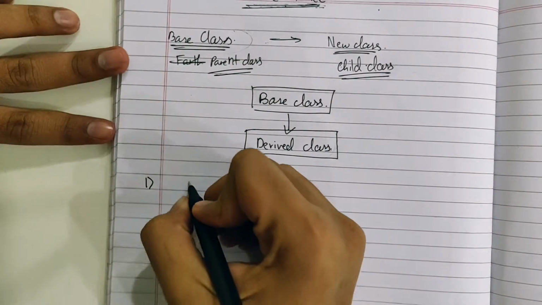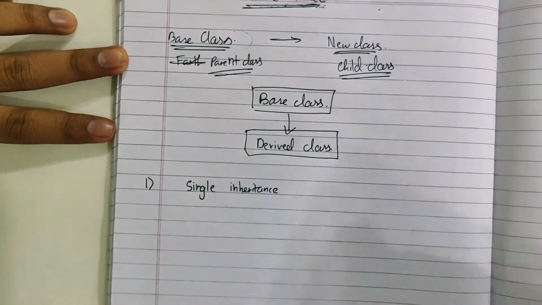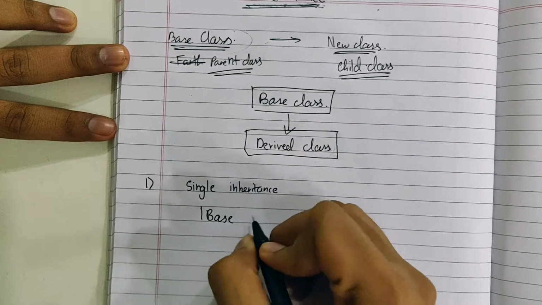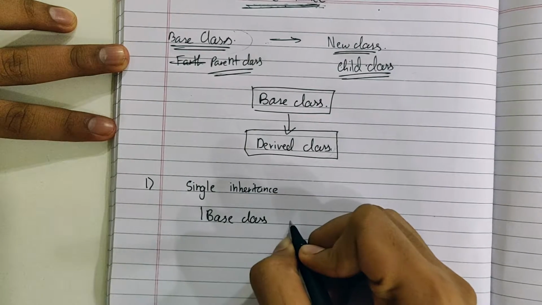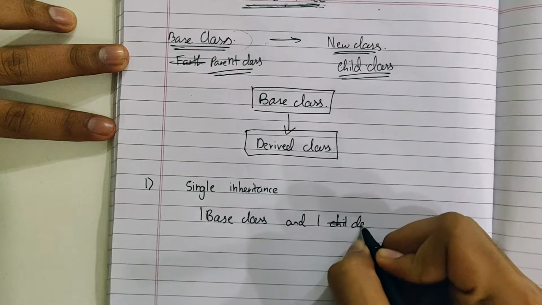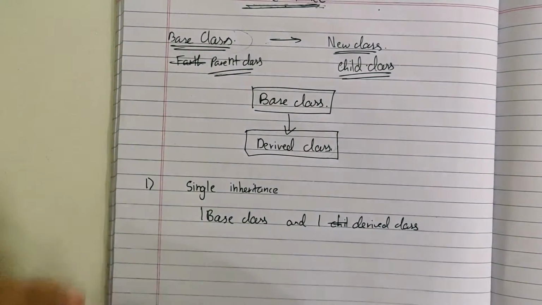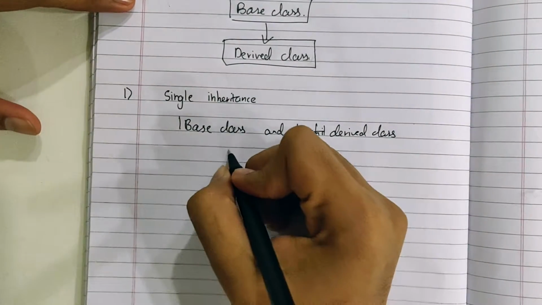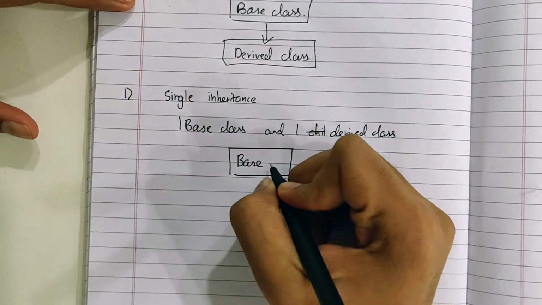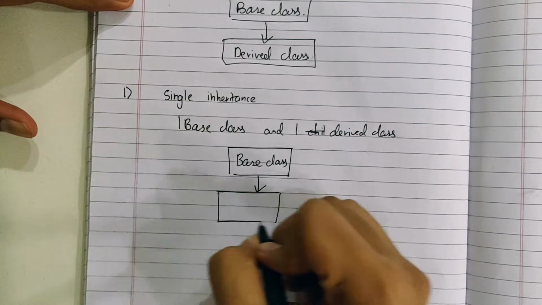The first type is single inheritance. In single inheritance, there is one base class and one child class, or one derived class, because that is the word. To represent it diagrammatically, there is one base class and there is only one derived class.